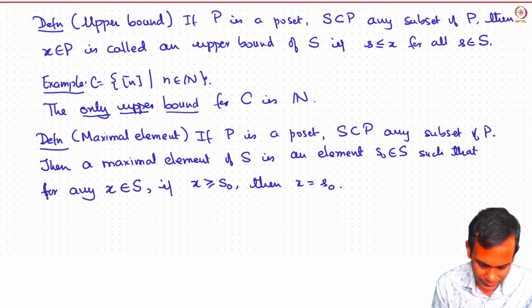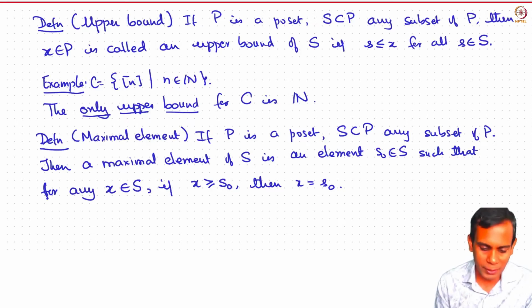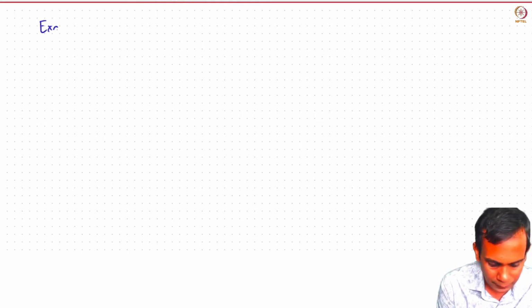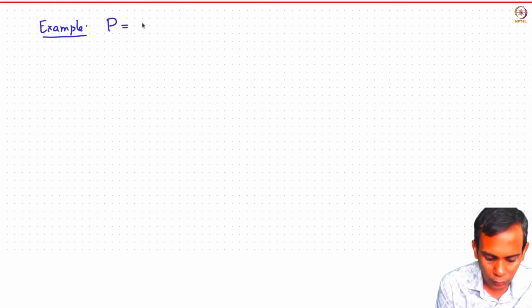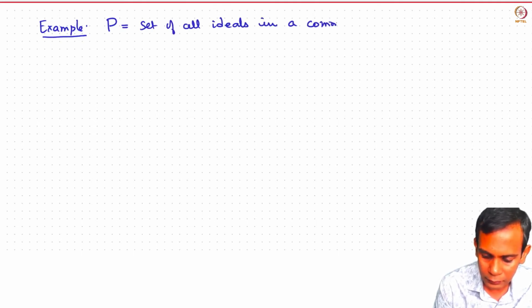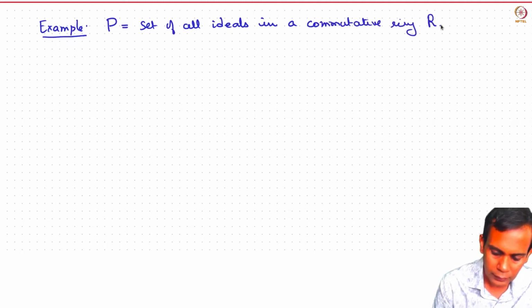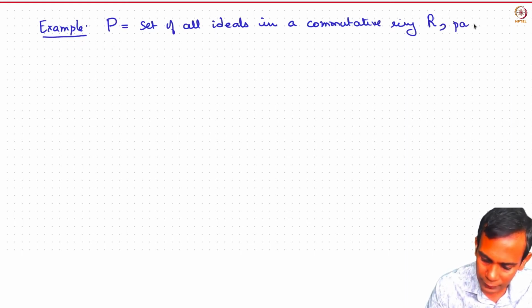Let's just look at an example of maximal element. This you would be familiar with if you've done ring theory. So let P be the poset of all ideals in a commutative ring R. Then a maximal element, and let's say we need to tell you what is the partial order, so partially ordered by containment.